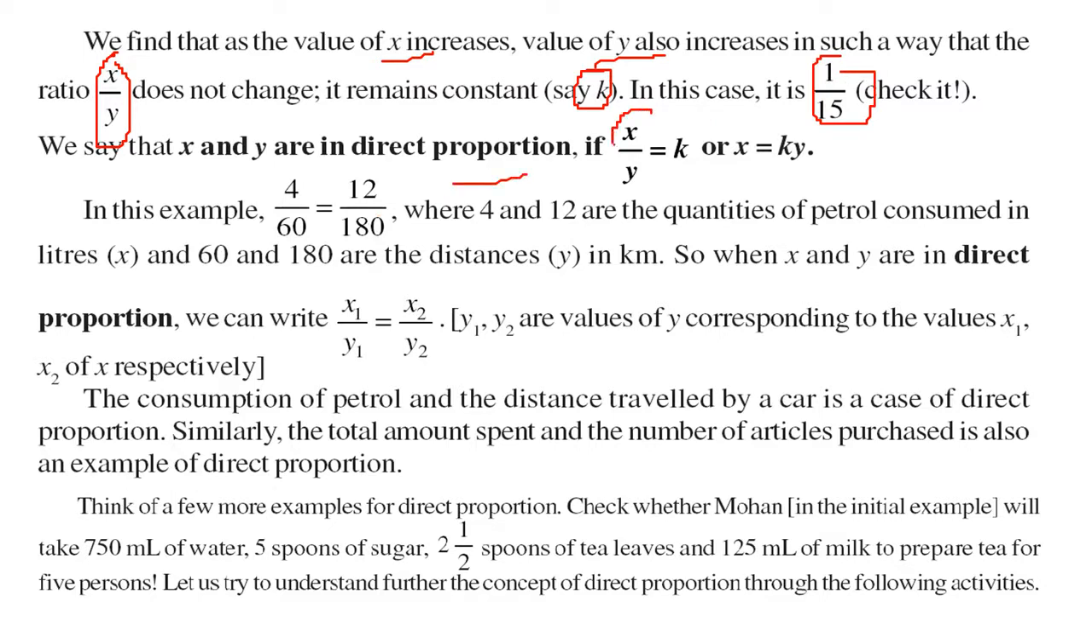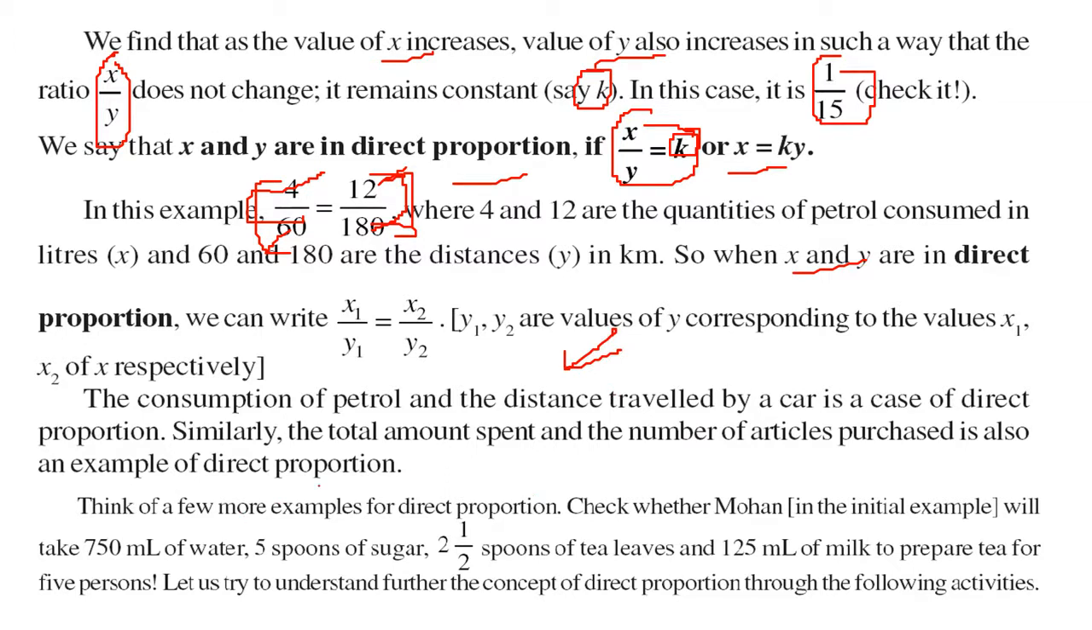If x by y is equal to k, and this k is a constant, then x equals ky. So 4 by 60 is equal to 12 by 180. This 4 and 12 are the quantities of petrol consumed, and 60 and 180 are of course the distances. So when x and y are in direct proportion, x1 by y1 will be equal to x2 by y2, equal to x3 by y3, equal to xn by yn. Right? So this is direct proportion.